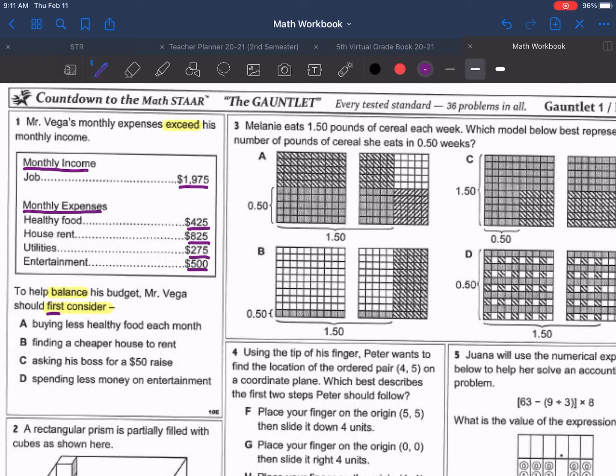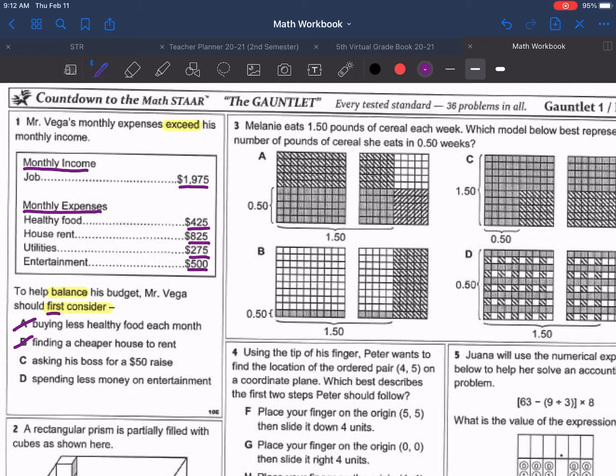So first we have A, buying less healthy food each month. Well, we kind of need food to survive, so I don't think that should be the first thing that Mr. Vega looks at. Finding a cheaper house to rent. Well, that's kind of a long process, and that may be one of the last things he does. Asking his boss for a $50 raise. Well, that makes sense, but I don't know if it's quite the first thing. So let's look at D. We won't quite eliminate C just yet because we're still not sure.